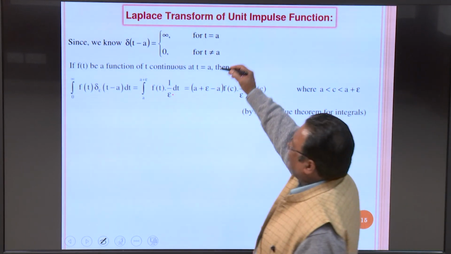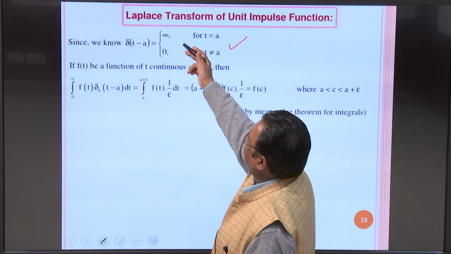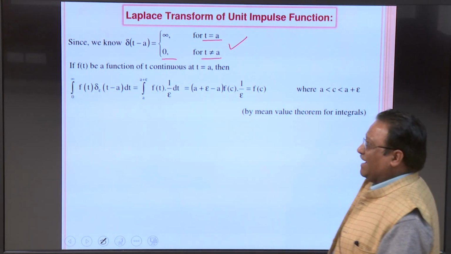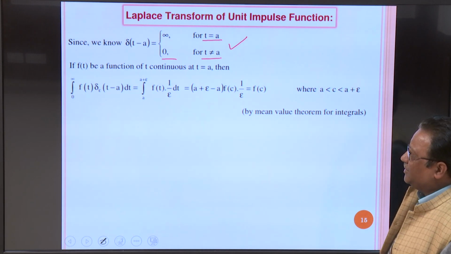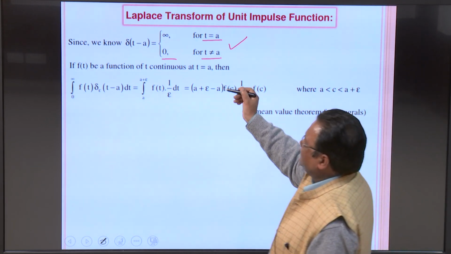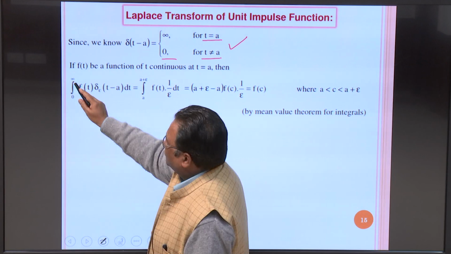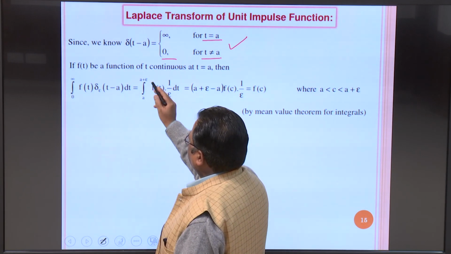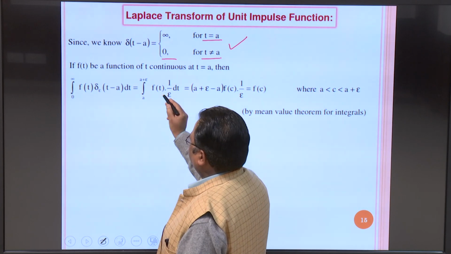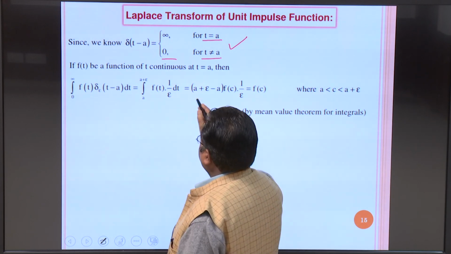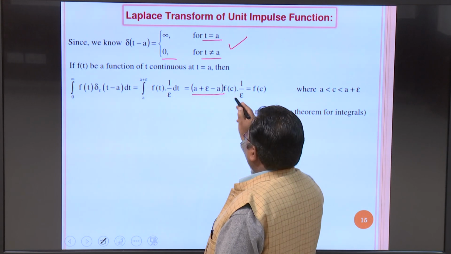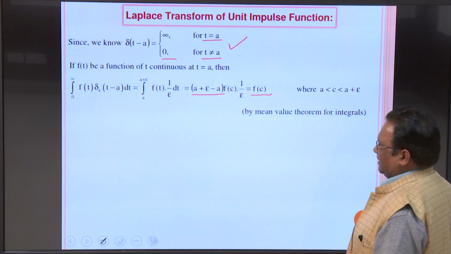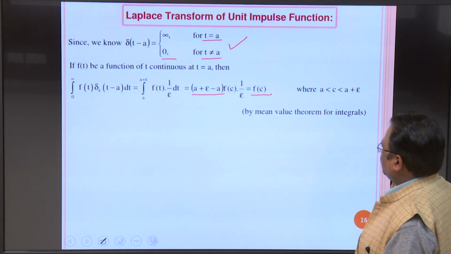So how can we calculate the Laplace transform of the unit impulse function? We know by definition delta t minus a is infinity when t is equal to a and 0 when t is not equal to a. If f(t) is a function of t continuous at t equal to a, then the integral from 0 to infinity of f(t) delta epsilon (t minus a) dt can be written as the integral from a to a plus epsilon of f(t) times 1 over epsilon dt, and that can be written as f(c) times 1 over epsilon, where c is between a and a plus epsilon. This result is by the mean value theorem for integrals.